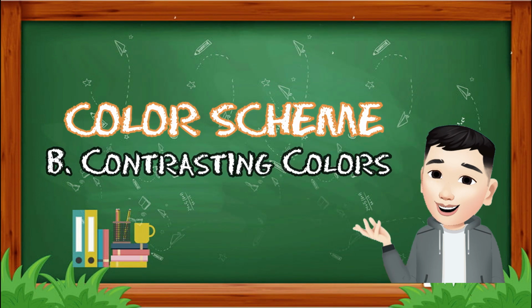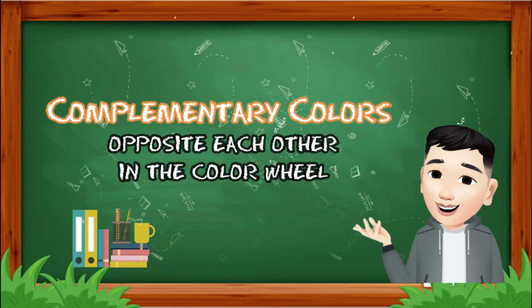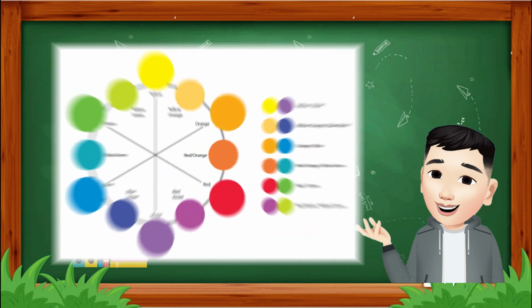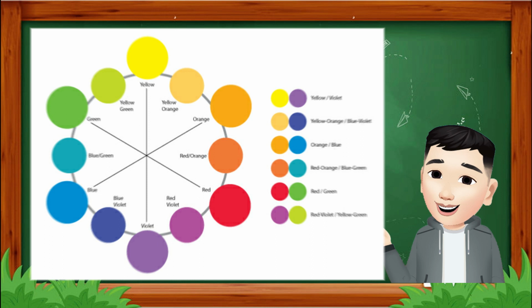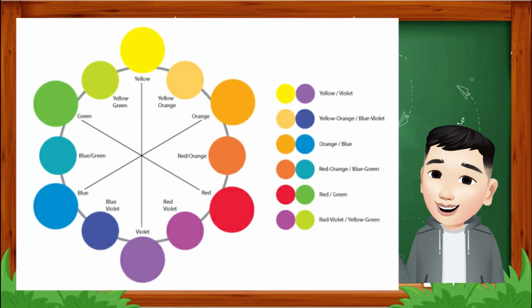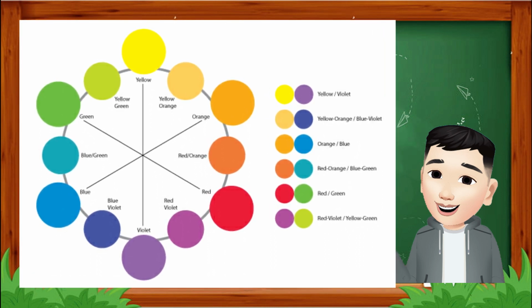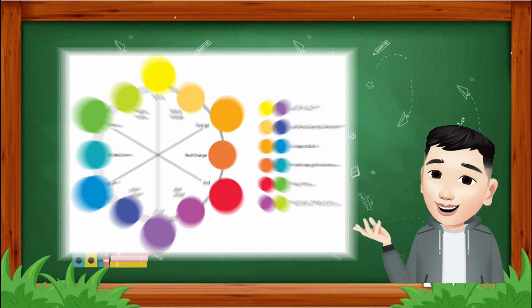Next are the contrasting colors. Number 1 is the complementary colors, or colors that are opposite each other on the color wheel. For example, yellow. The complementary color of yellow is purple. Blue, the complementary color is orange. Red, the complementary color is green.